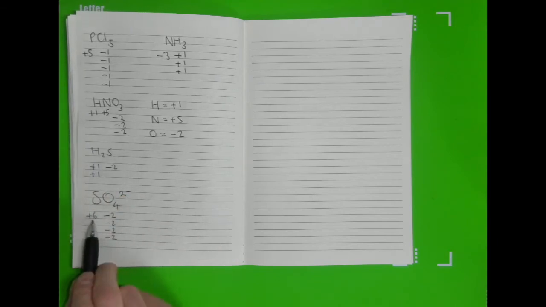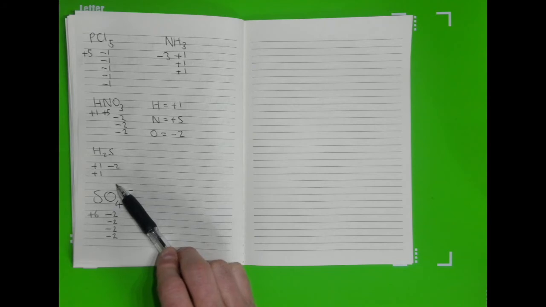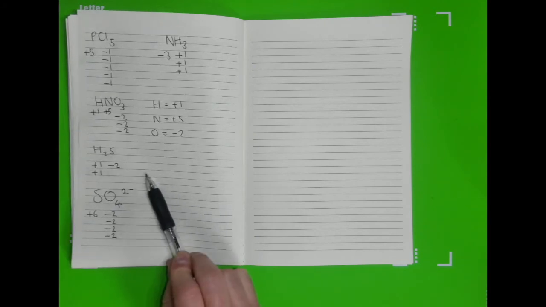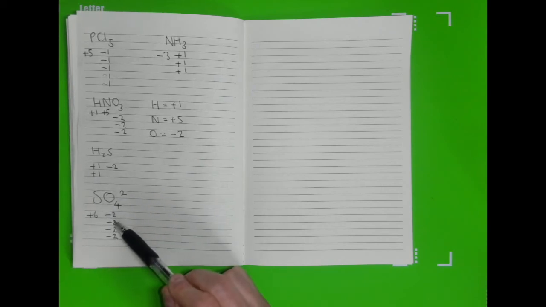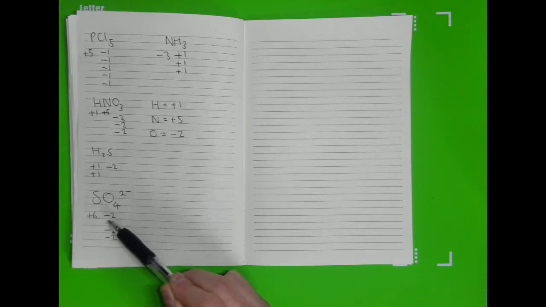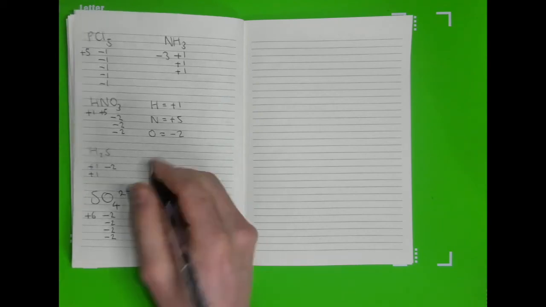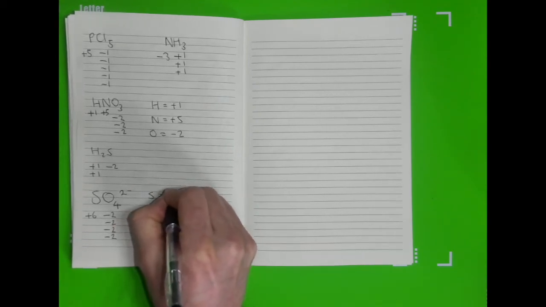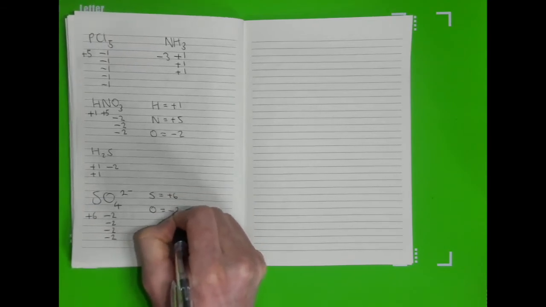It's not +8, because if it was +8, that would give no overall charge. We need an imbalance of -2. So it must be +6. Because if we add those together there, we get -8. This is -8. This is +6. 6, take away 8, is -2. So the oxidation state of the sulfur is +6, and the oxidation state of the oxygen is -2.